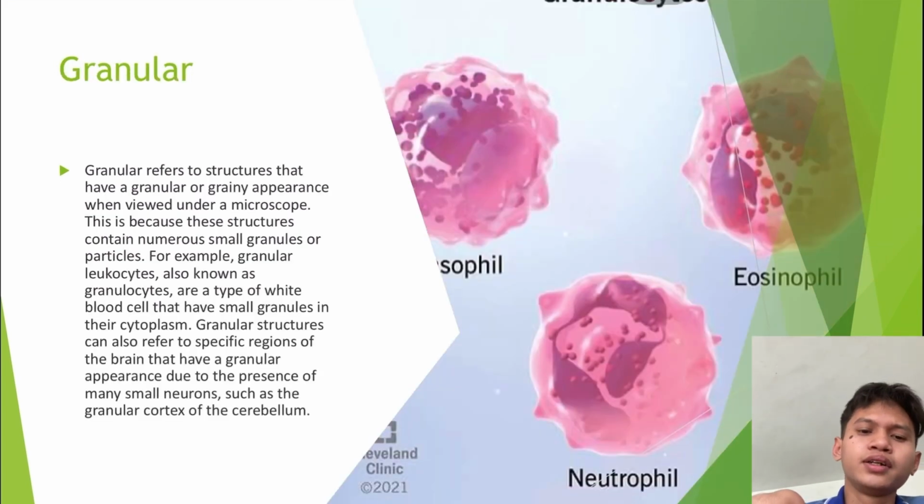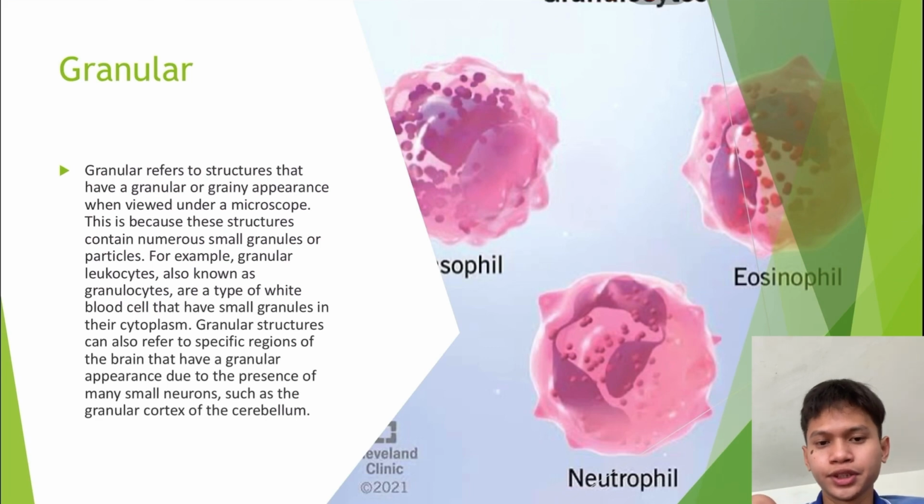Granular. When you say granular, it refers to a structure that has a granular or grainy appearance when viewed under a microscope. Now, this is because these structures contain numerous small granules or particles. For example, the granular leukocytes are a type of white blood cells that have small granules. Examples of this are the basophil, eosinophil, and the neutrophil.